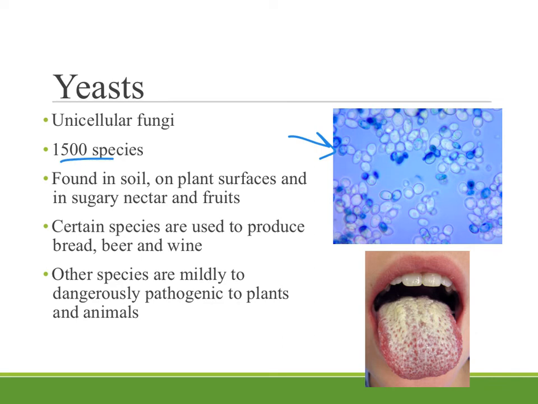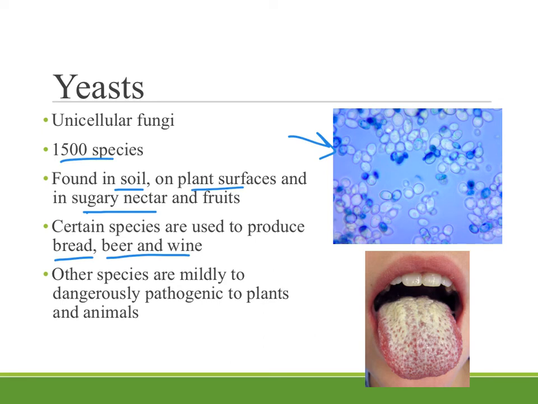We find them in the soil, on plant surfaces, and some species like to be in the sugary nectar or fruits of plants. Those that feed on sugar are the ones that we have used to produce food, such as bread, beer, and wine. We use the sugars in those foods to provide the food for the yeast. The yeast then does metabolism and produces carbon dioxide, breaks down the sugar, makes our bread rise, puts carbon dioxide into beer and wine, and gives it that fizz that everybody likes.